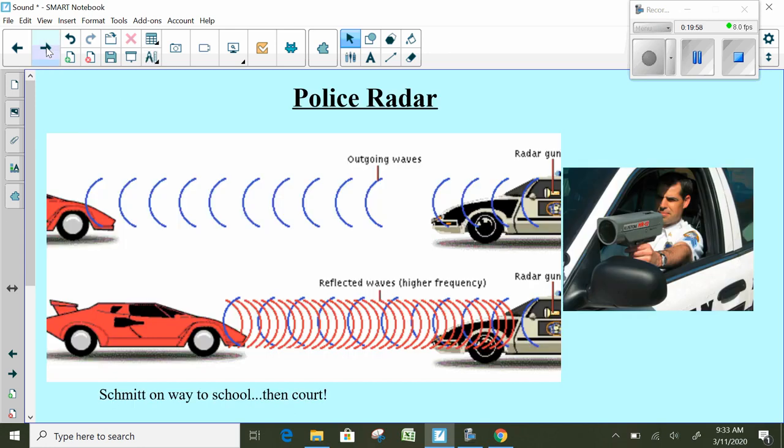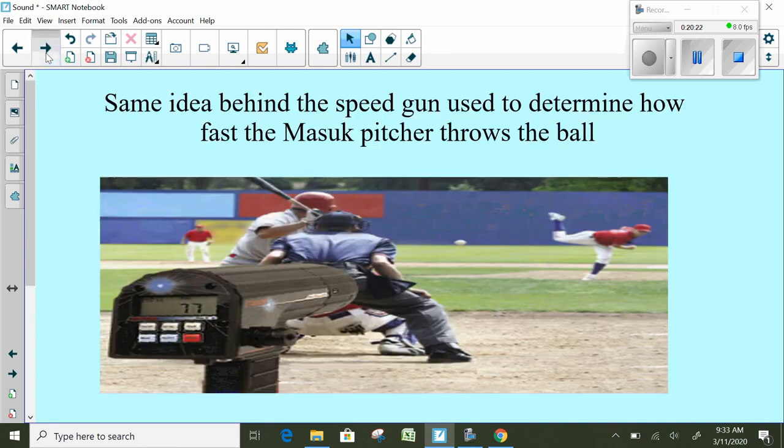This also, if you've ever had the pleasure of getting a ticket, the police officer will send a wave away from his radar gun, hit your car, and if your car is speeding towards him, the wave comes back at a higher frequency, and they can do a calculation between the frequency it went out at and the frequency it came back to figure out the speed. So if you see one of these radar guns, usually by the time you see it, it's too late. You've gotten your ticket, so drive the speed limit, especially in Monroe.